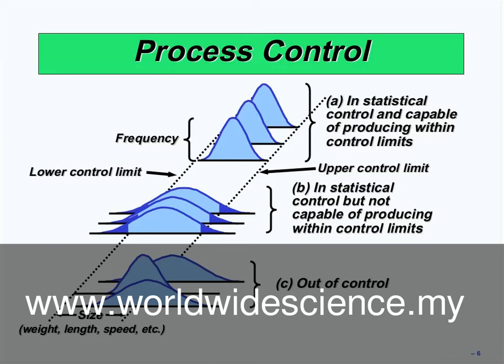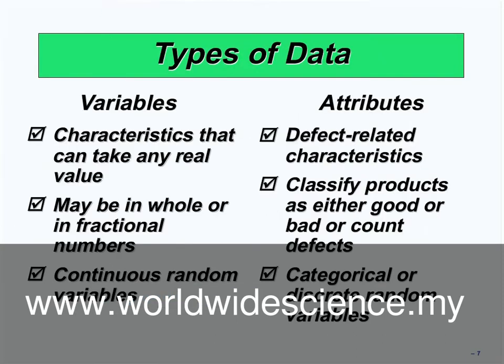Type of data. As I told you, the data can be divided into 2 parts, variable and attribute. Variables can be measured directly by some tools, for example, weight, height, and depth. These can be measured by a scale or by a meter. So they are variables. But attributes cannot be measured directly, and they should be measured by another method.